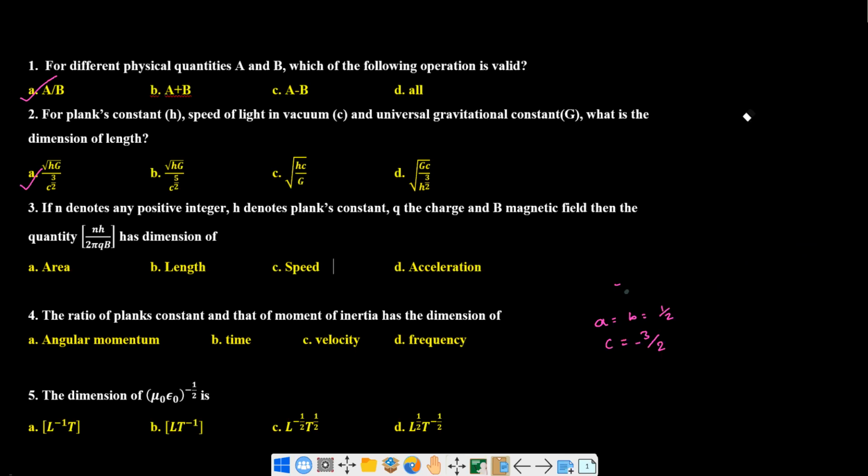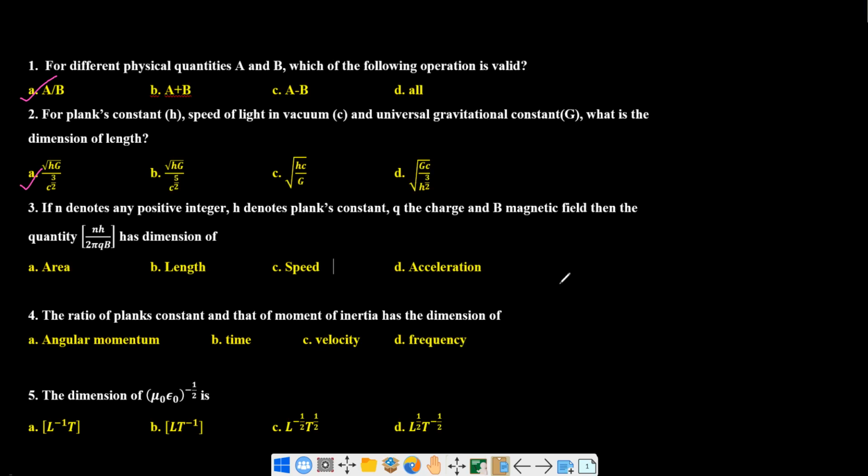This is quite similar to the previous question, and it is related to this: if n denotes a positive integer, h denotes Planck constant, q the charge, and B the magnetic field, then the quantity nh 2 pi by qB has a dimension of. So we have to carry out the calculation for this nh, and this 2 pi doesn't have any dimension. This is purely a number. That's why we have to get the idea of this. n is a pure number again. So we are left with q and B.